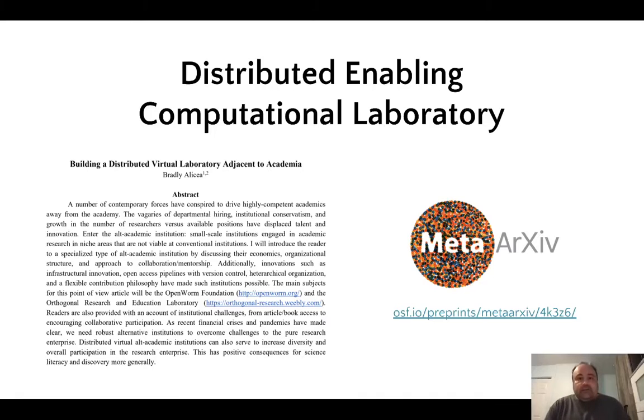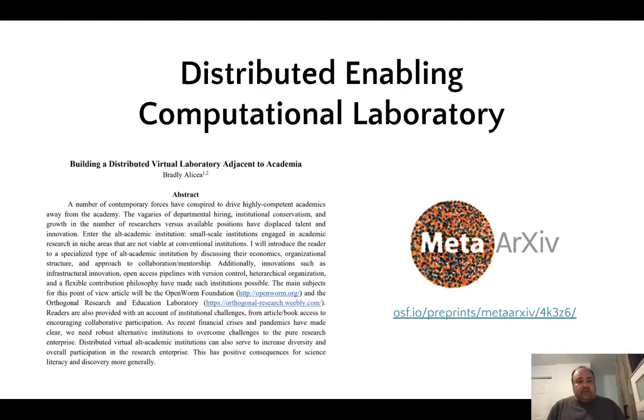Today I'm going to talk about the distributed enabling computational laboratory. That's what we call ourselves. We're a very unique outfit. We do a lot of academic work, but we're not located in a university, and so we're doing a lot of interdisciplinary work. This meta-archive preprint describes our approach and our institution, especially with respect to similar institutions such as the Ronin Institute and other organizations around the world.